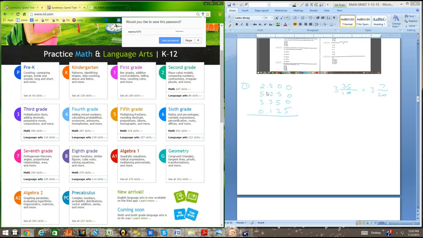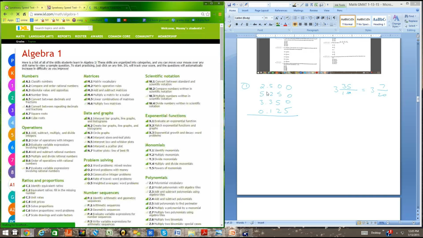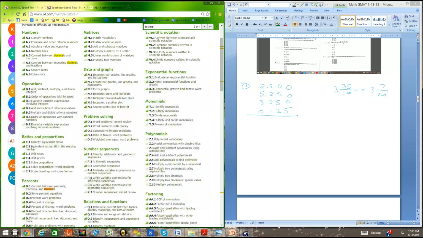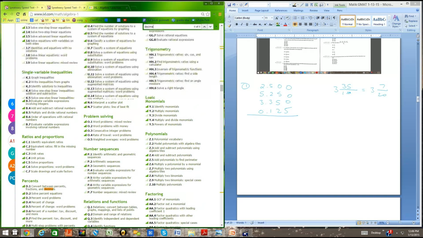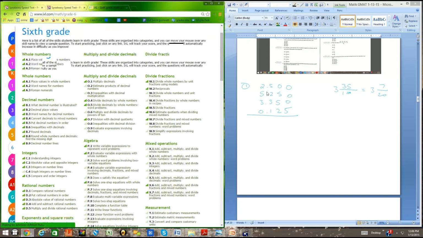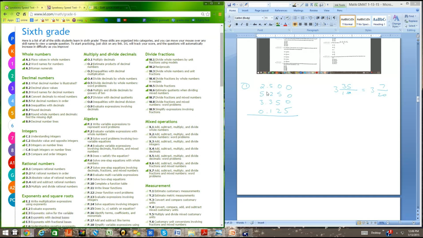Okay, you can practice some of this stuff in Algebra 1. I don't think they have decimals in Algebra 1. Let me see. No, they don't have it here. I think the best place is probably the 6th grade level. Math has that, and you can practice decimals here.